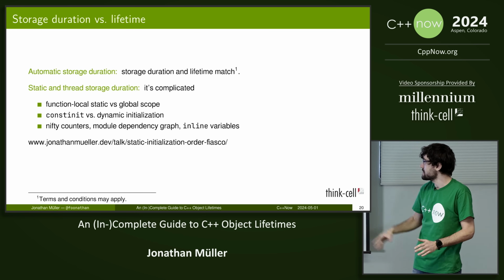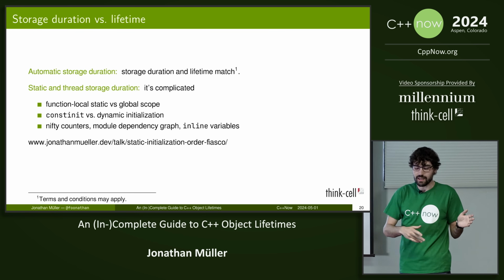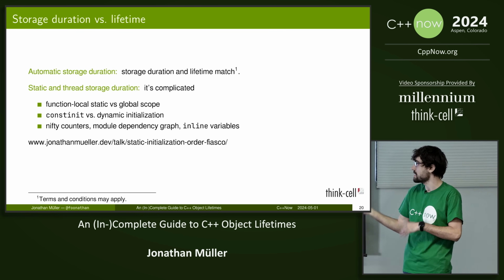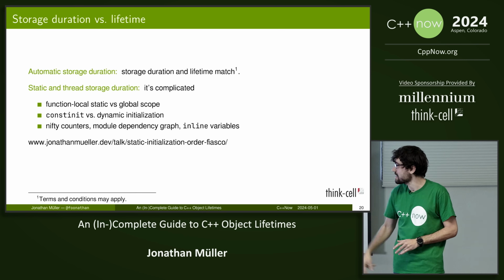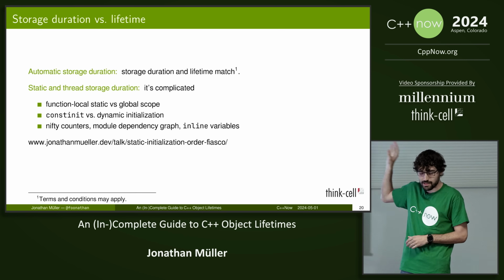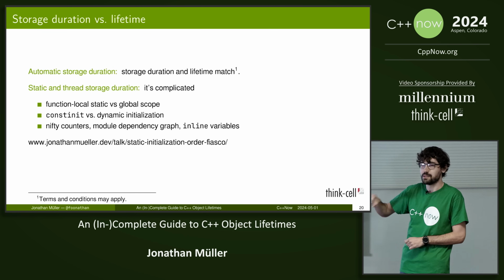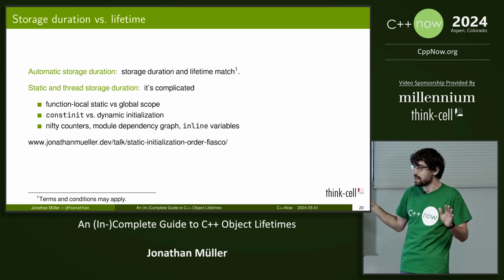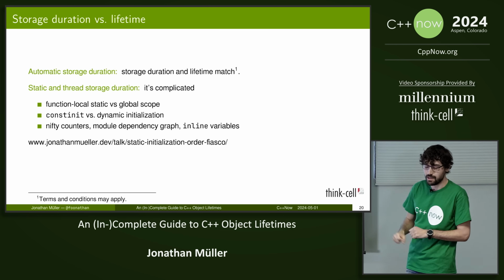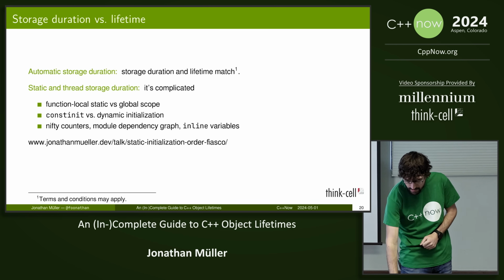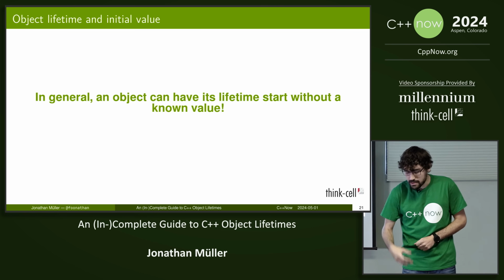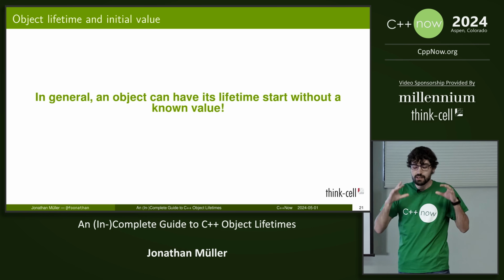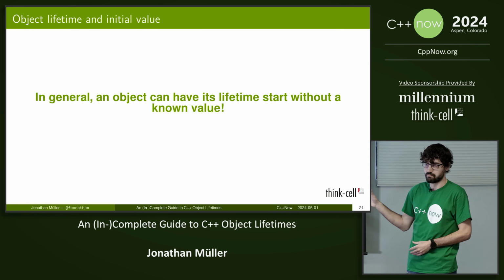For static and thread storage duration, it's complicated. We've got function local statics with global scope. We've got constant initialization and dynamic initialization. We've got nifty counters. I gave an entire 60-minute talk about just static initialization. You can watch that talk to learn the details. I'm not going to repeat them here. It's complicated, but they're going to be initialized at some point, and then we can use them. But another caveat, in general, an object can have its lifetime start without a known value.